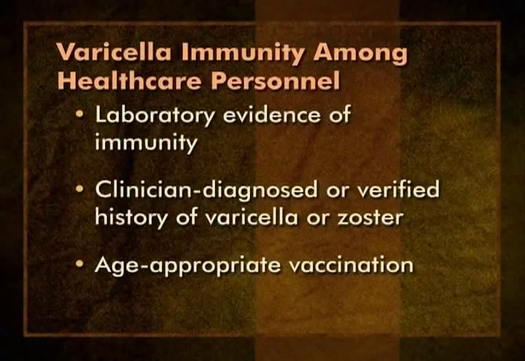Most commercial antibody tests are not sensitive enough to detect antibody in some vaccinated persons. So post-vaccination testing can make your life more difficult because the false negative results will make it appear that you have more susceptible persons than you actually have. I would like to reiterate that criteria for varicella immunity for healthcare personnel are more stringent than for the general public. Healthcare personnel should be considered immune based only on laboratory evidence of immunity, a history of clinician-diagnosed or verified varicella or zoster, or documentation of age-appropriate vaccination with varicella vaccine. Healthcare personnel who do not meet one of these criteria should be vaccinated with two doses of varicella vaccine. A person who meets one of these criteria does not require additional laboratory testing.